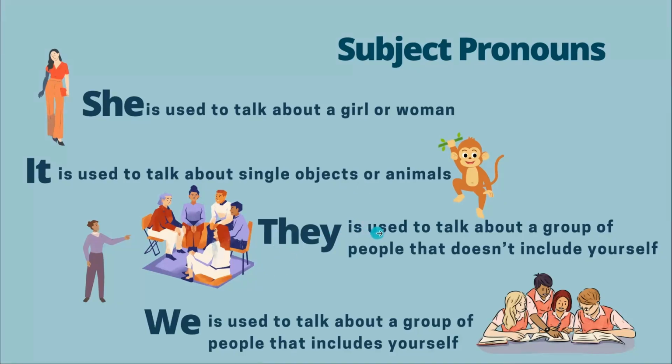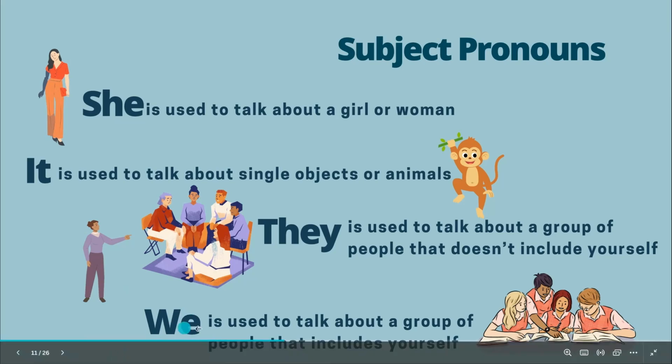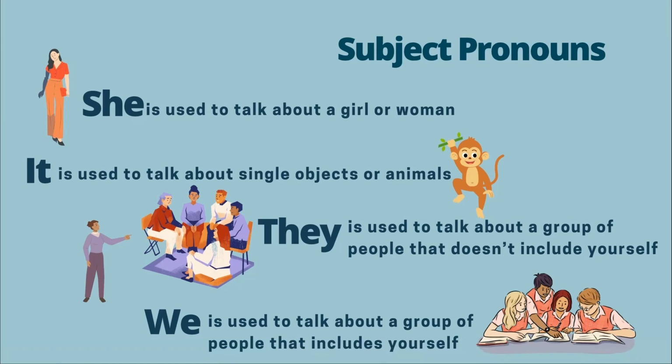They is used to talk about a group of people, and this group does not include yourself. So this is you, and this is the group of people. You would use they to talk about this group of people, but you are separate. However, we is used to talk about a group of people that includes yourself. So you are part of the group, and so you say we for that.